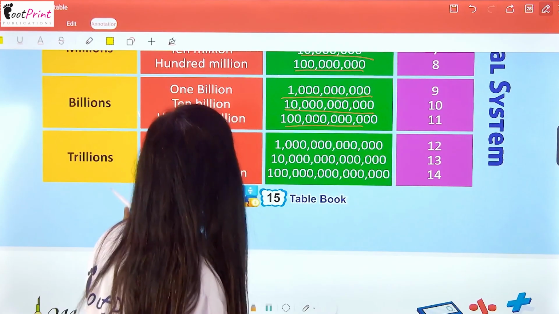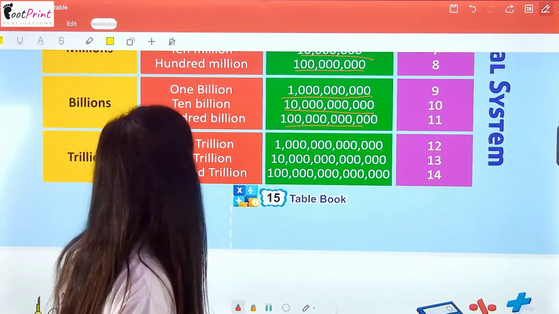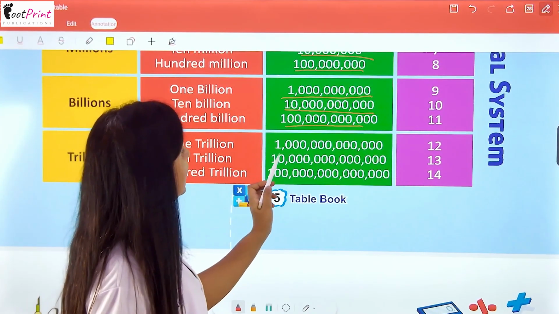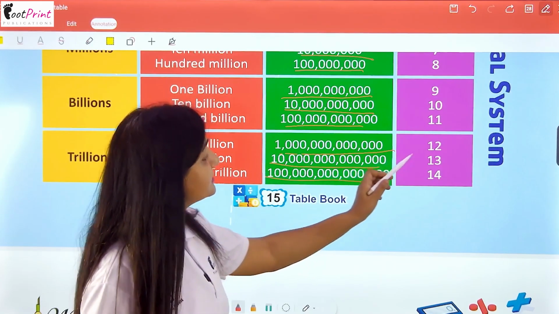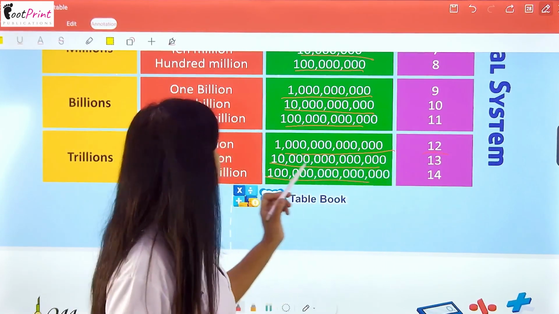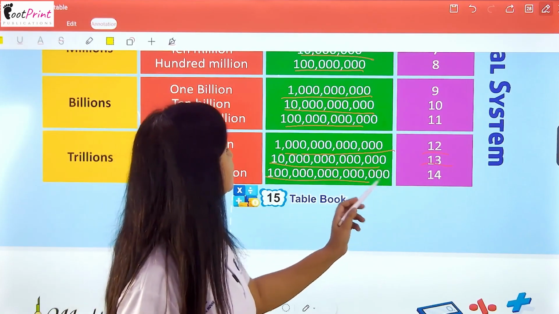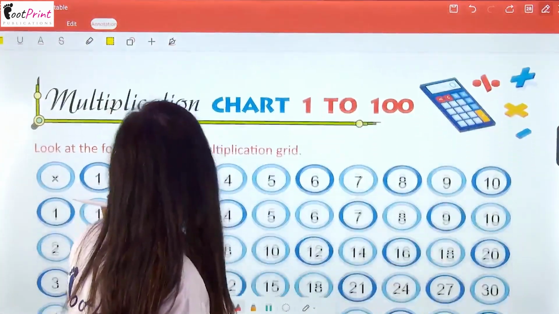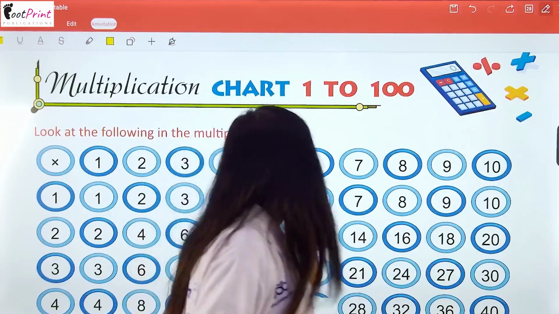Basically these are our Indian and International number system parts. It is 1 trillion, 10 trillion, 100 trillion, and in numbers we will write it like this with a group. There will be 12 tens in 1 trillion, 13 tens in 10 trillion and 14 tens in 100 trillions. Now we have the multiplication chart from 1 to 100.